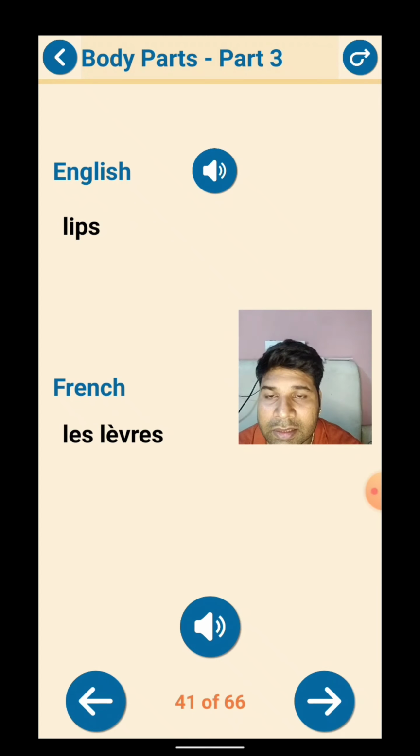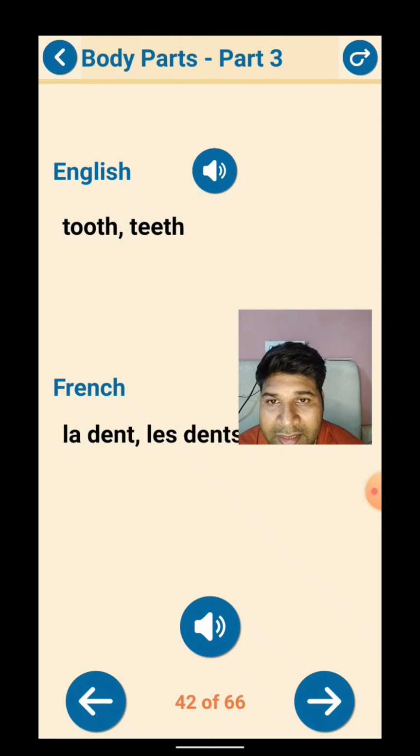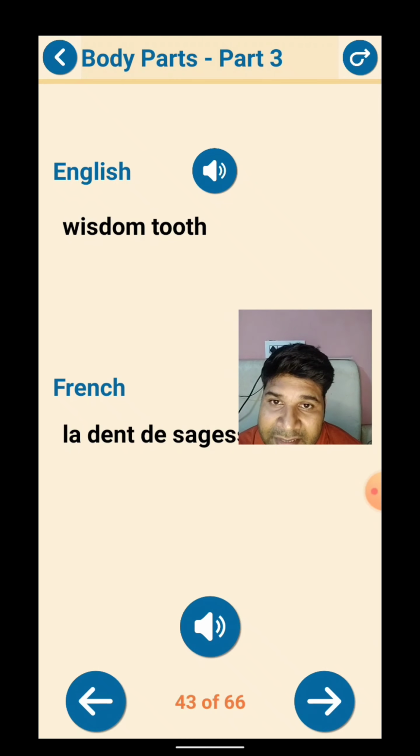Lips in English, les lèvres in French. Tooth in English, la dent in French. And in case it is teeth, tooth is la dent and teeth is les dents. So the s will be silent, but with les it will be plural, les dents. It will be pronounced the same, but la and les will be different. Wisdom tooth, la dent de sagesse.